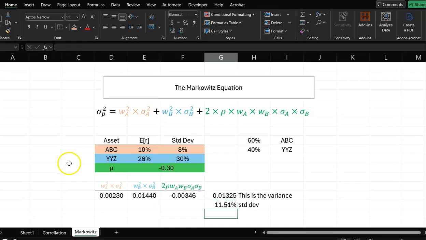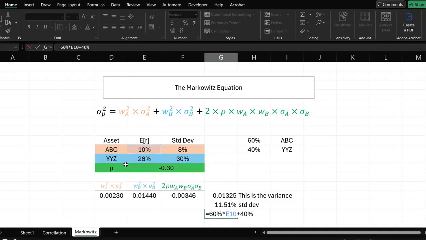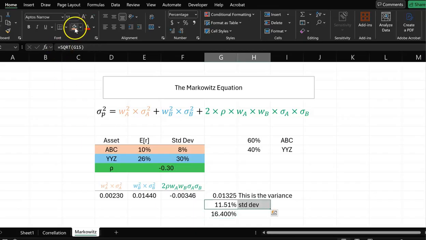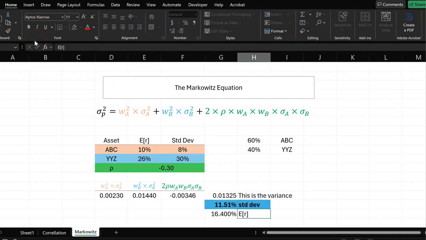Notice I can also find the expected return of something that's invested 60% in ABC and 40% in YYZ by just taking 60% times the return of A, in this case ABC, plus 40% times the expected return of YYZ. And that's 16.4%. So there's my standard deviation. And here's my expected return.